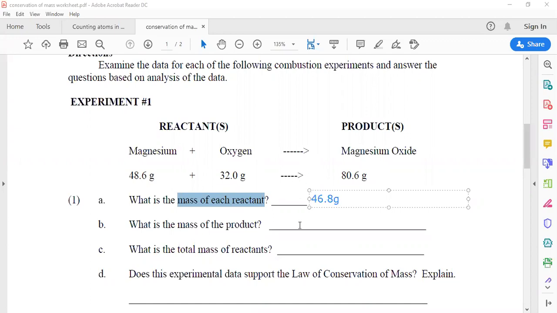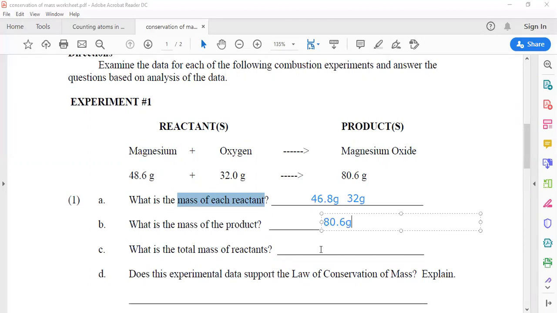And what's the mass of my product? 46 would be magnesium, and 32 would be oxygen, in grams. Now, what's the mass of my product? Well, also given to you, 80.6 grams. There we go.